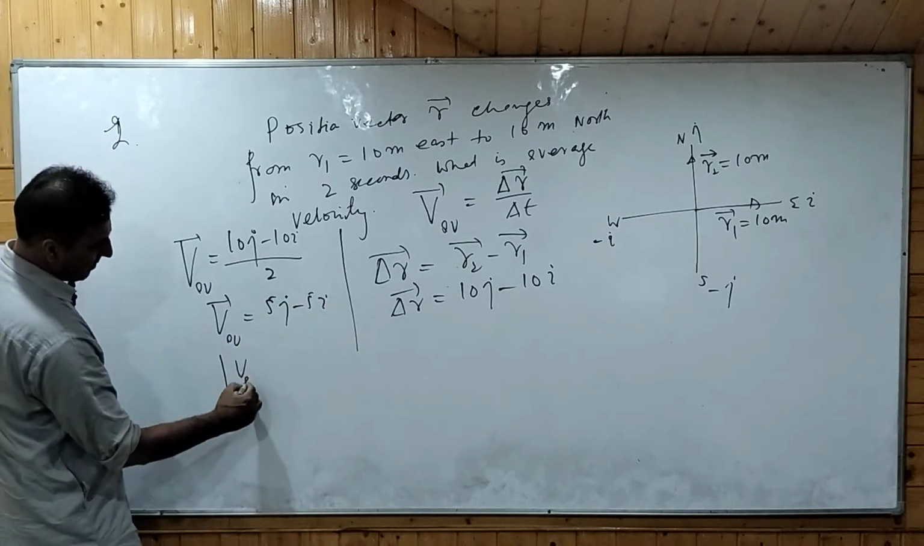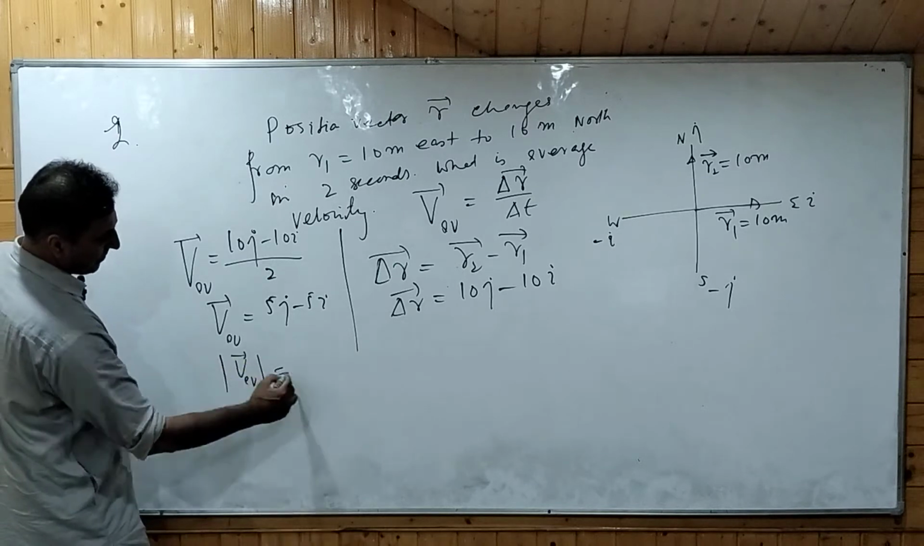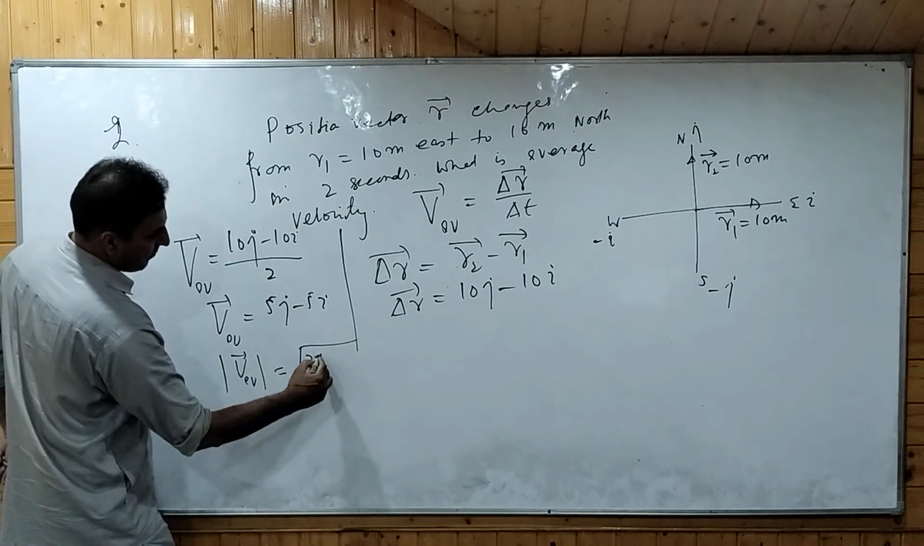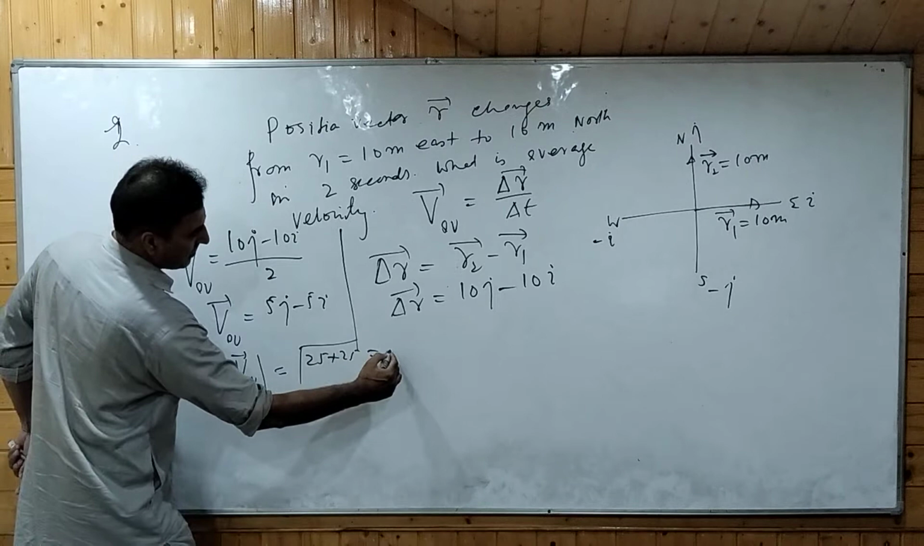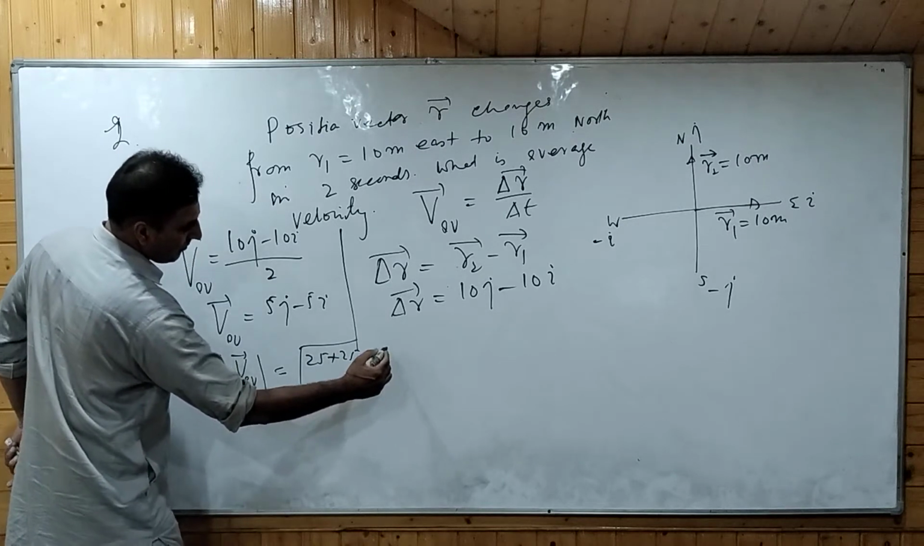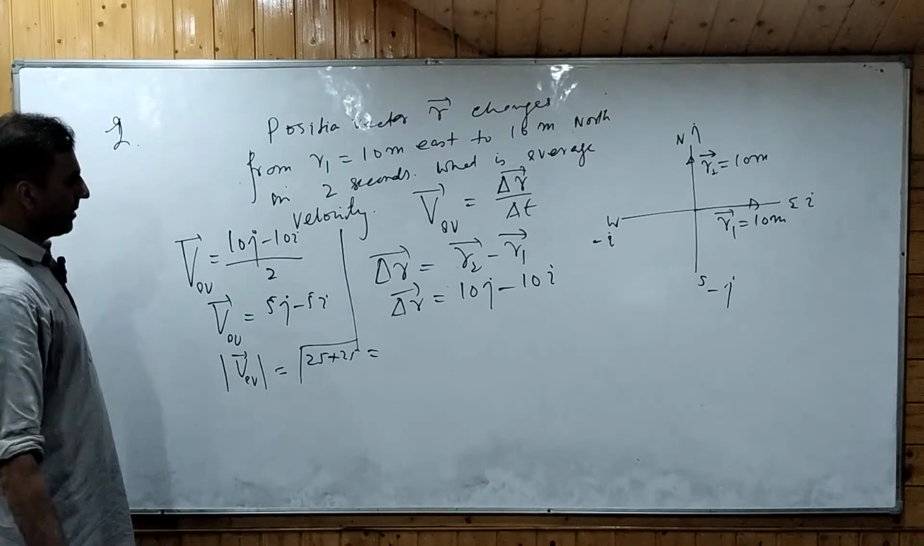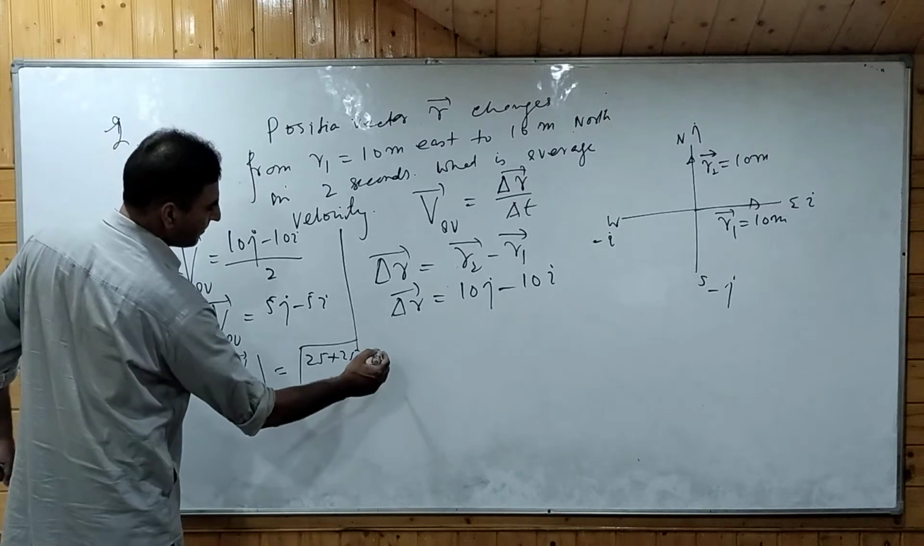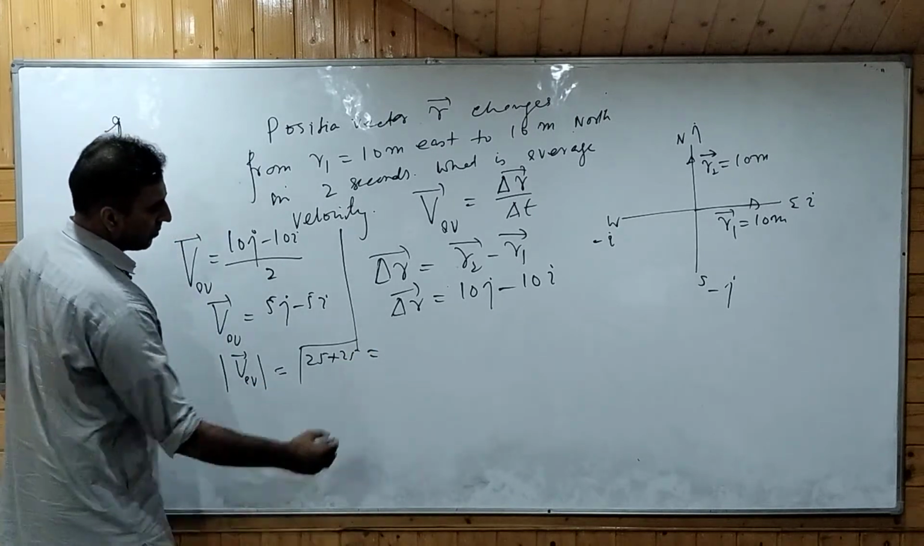What is the magnitude of the average velocity? That is the root of 25 plus 25, that is the root of 50.